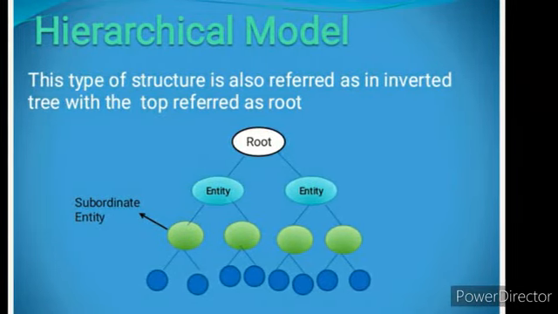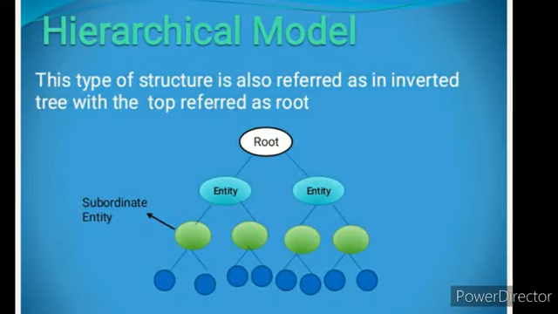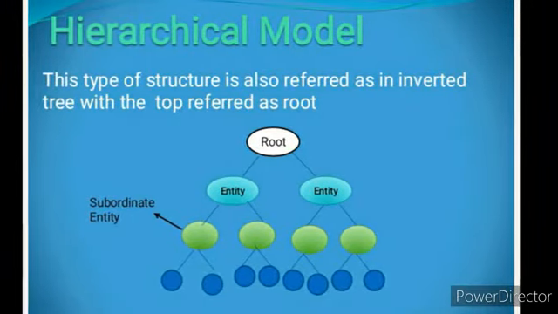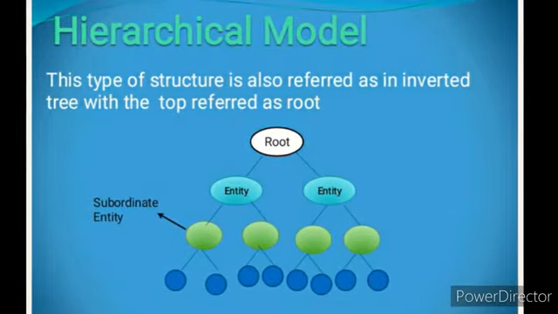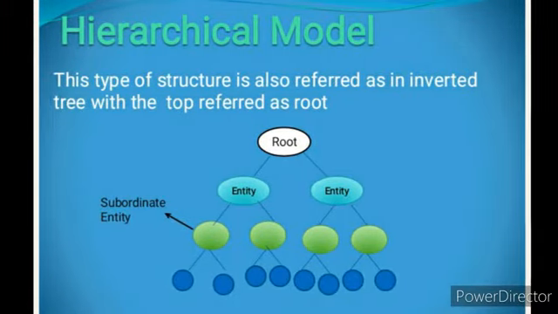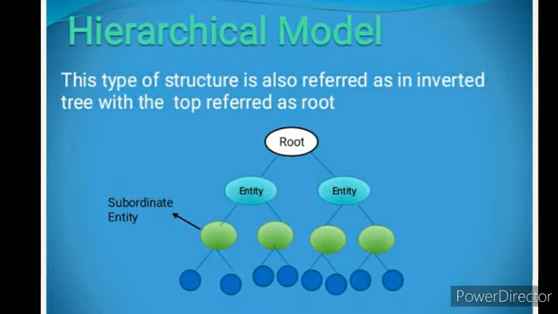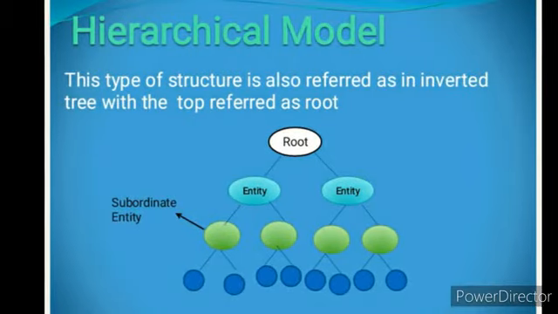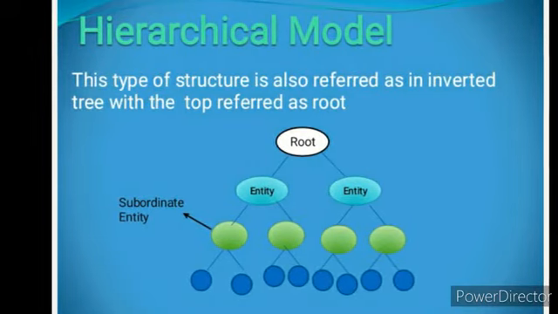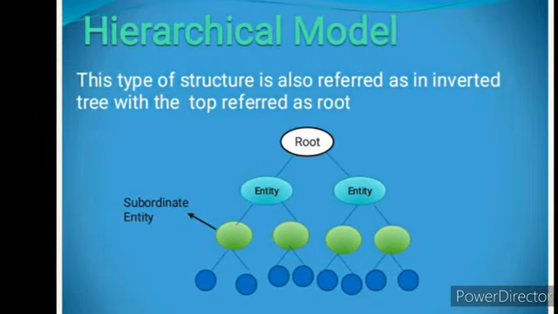Hierarchical model means this type of structure is also referred to as an inverted tree, with the top referred to as the root. We can see in this diagram the topmost node is called the root. This whole structure is called an inverted tree because a natural tree grows in the upward direction, but this hierarchical model structure grows in the downward direction. That's why it is called an inverted tree.